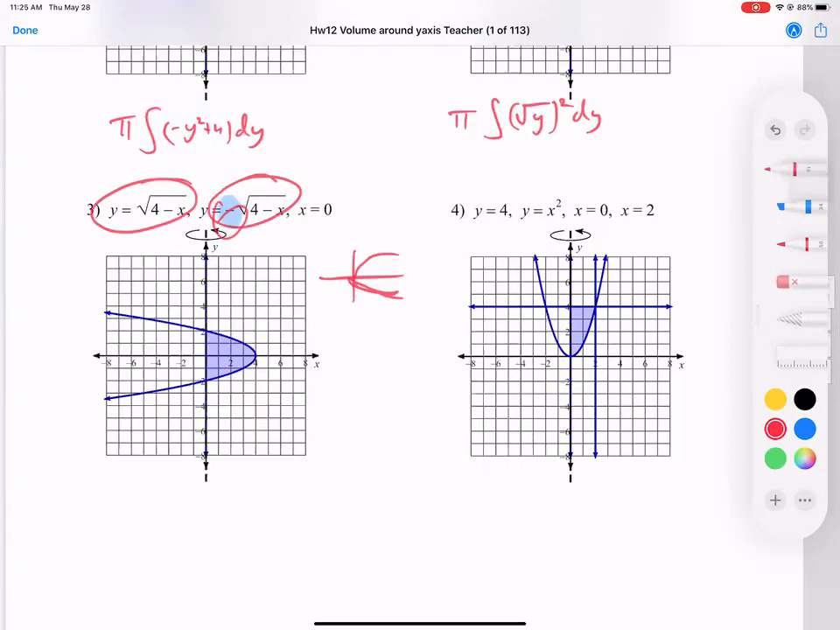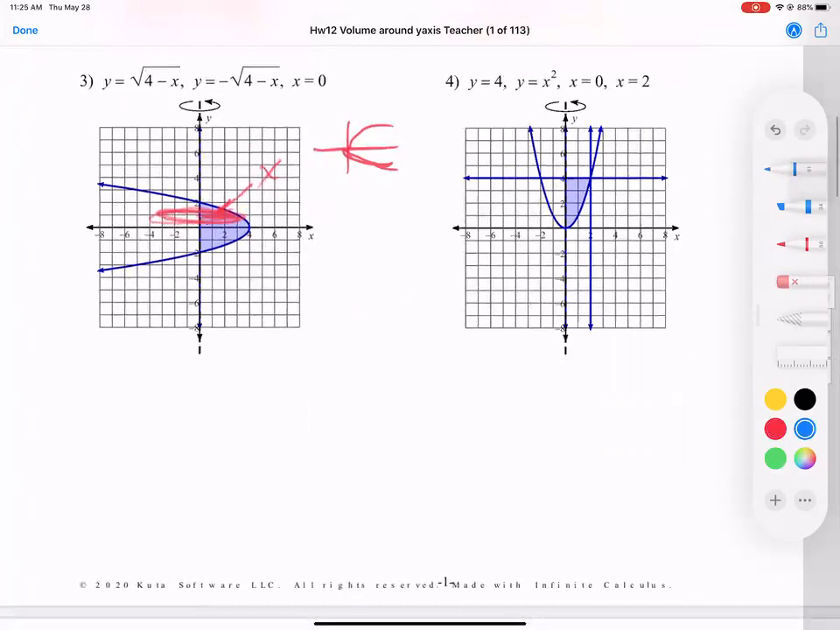So for us to rewrite this equation, let's first ask ourselves, which way am I spinning this? I'm spinning this along the y-axis, so we're going this way. So I need an x or y for the radius. I need an x value. We were given not an x value, we are given a y value. So this is where we have to rewrite the equation, like we did in our example previously.